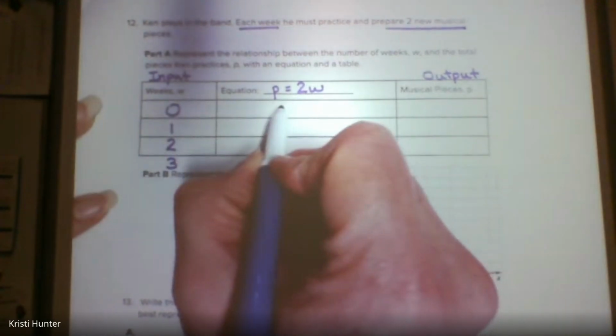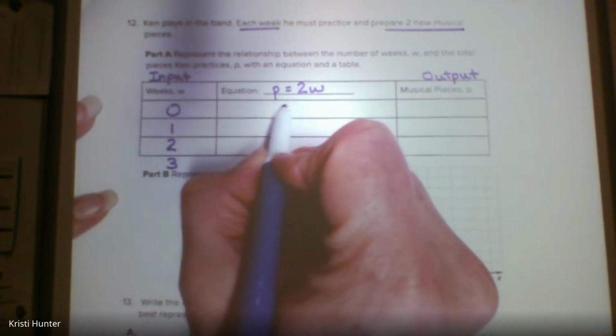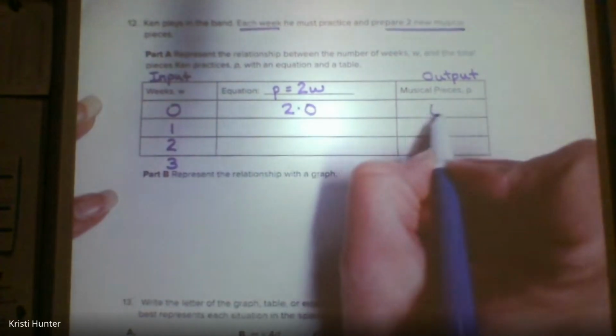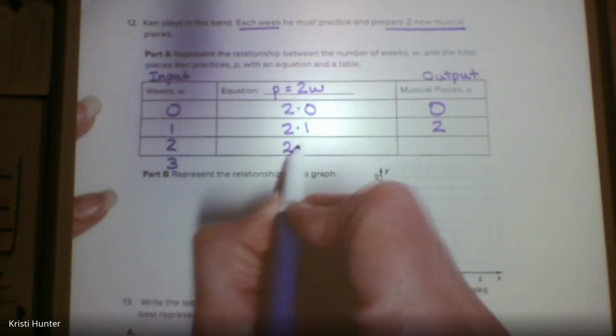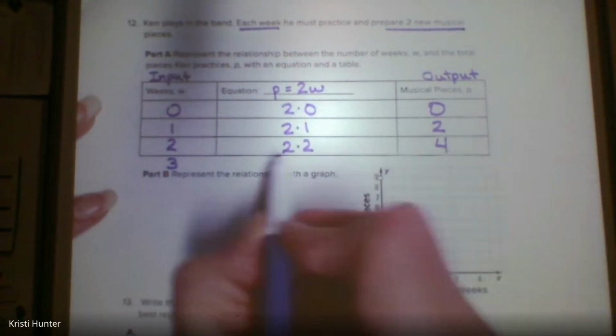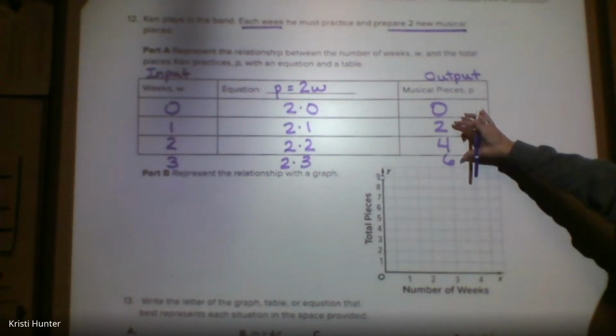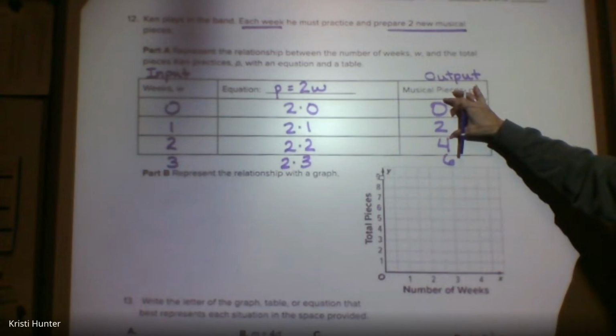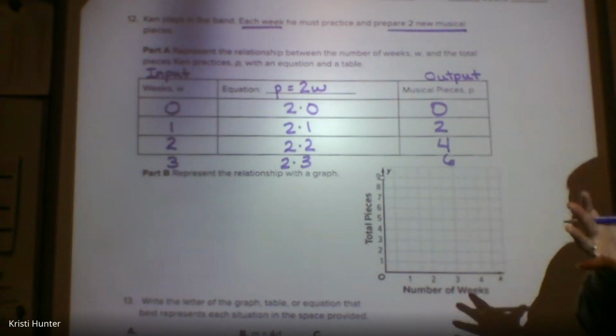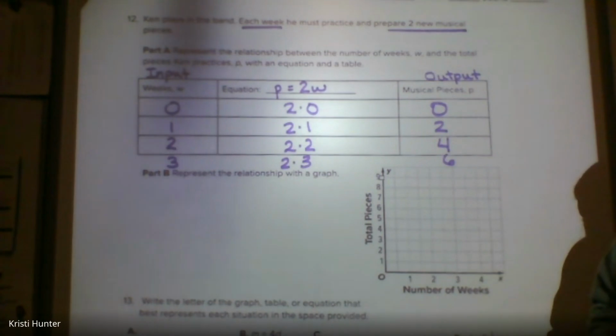So I'm going to plug them into my equation, and I'm going to say 2 times 0. Well, that's just 0. 2 times 1, that's 2. 2 times 2, that's 4. 2 times 3, well, that would give me 6. I don't care if you do 1, 2, 3 or 0, 1, 2, just as long as you pick 3 values to plug into your equation.